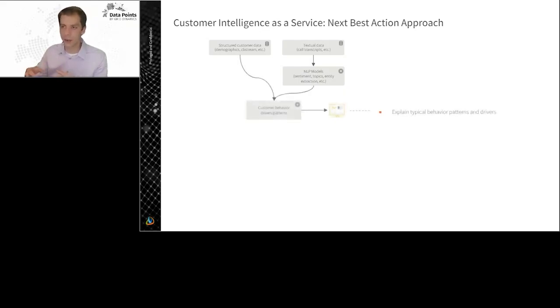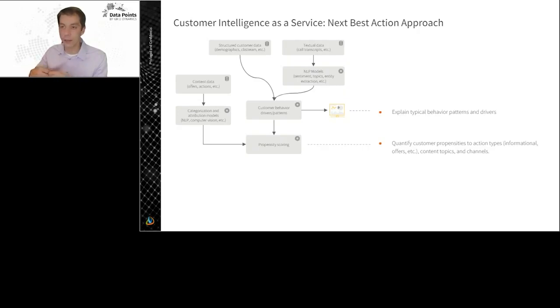And the next step is to understand customer behavior and the drivers of customer behavior: why customers, for example, are churning, why customers are switching to alternative providers, and so on. As a second step, several propensity models can be built to quantify customer propensity to a certain action type, like informational content or discounts, offers, specific content topics or specific channels. And these models generally use both customer information and content information, which can also be enhanced using different techniques that extract data from textual descriptions of offers and so on.